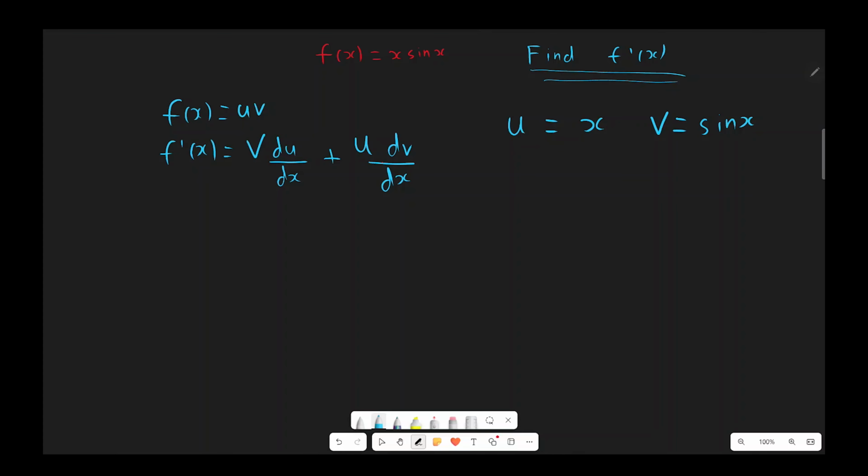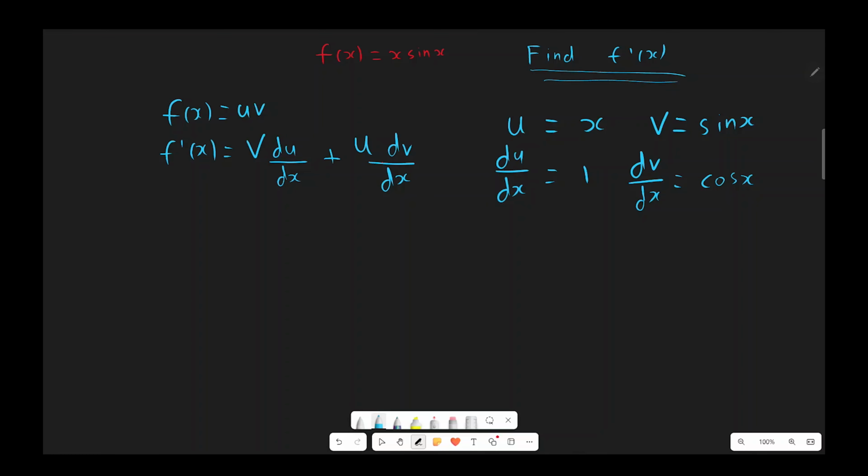Now let's find du over dx and dv over dx. You can probably do this yourself, but du over dx is equal to 1 because the derivative of x is 1, and dv over dx is equal to cos x.